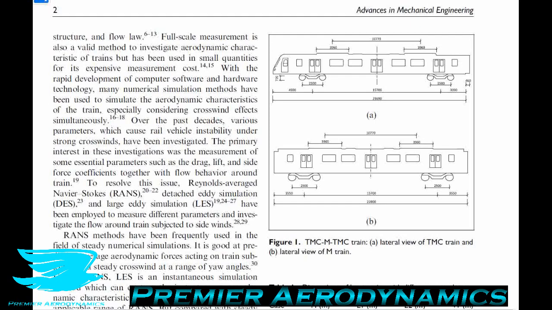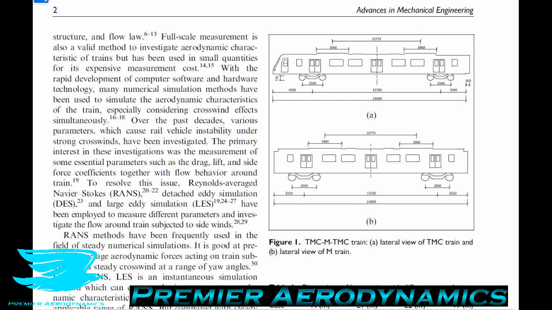But then there's another aspect you can think about, which is that if a train is moving faster, then the aerodynamic forces become greater because the lift and side forces are proportional to the velocity squared. So that makes the high-speed train operation fairly unique. And as such, there is potential for a strong crosswind to create enough force on a high-speed train to make it unsafe. And that's what these researchers are investigating in this paper.